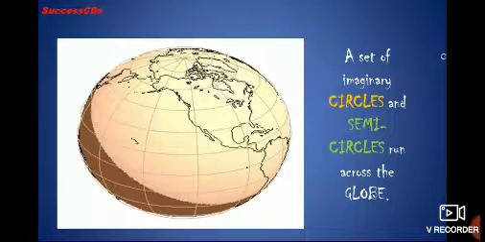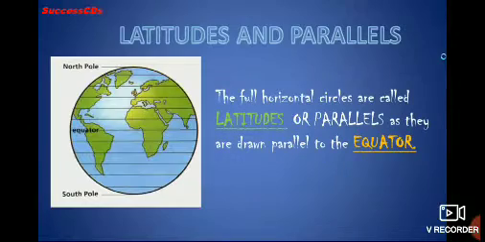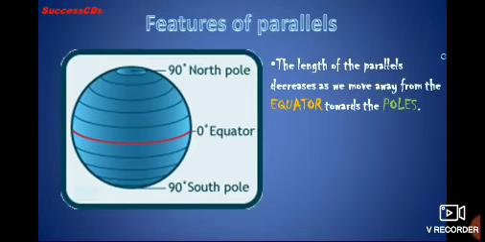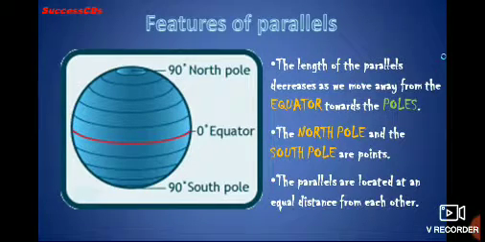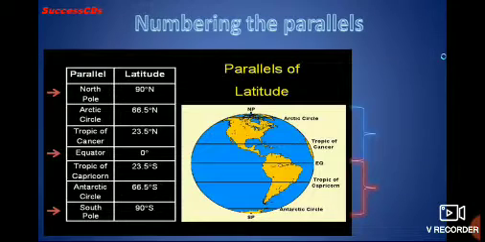A set of imaginary circles and semicircles run across the globe. The full horizontal circles are called latitudes or parallels, as they are drawn parallel to the equator. The length of the parallels decreases as we move away from the equator towards the poles. The North Pole and the South Pole are points. The parallels are located at an equal distance from each other. Children, there are 181 parallels in total.